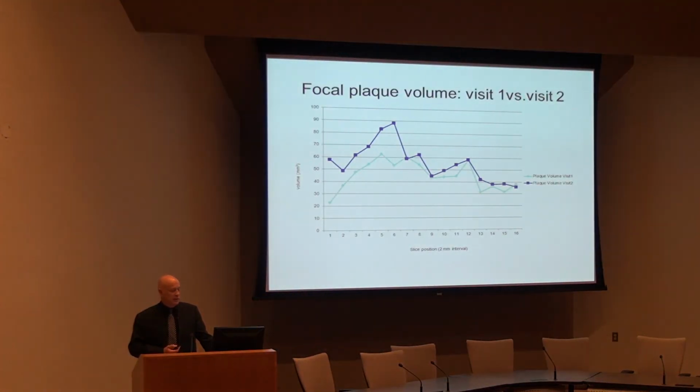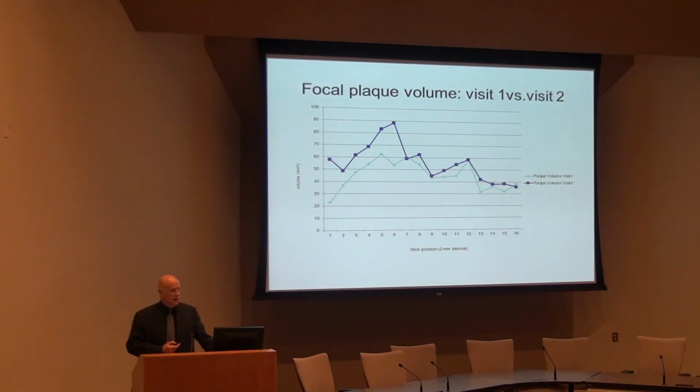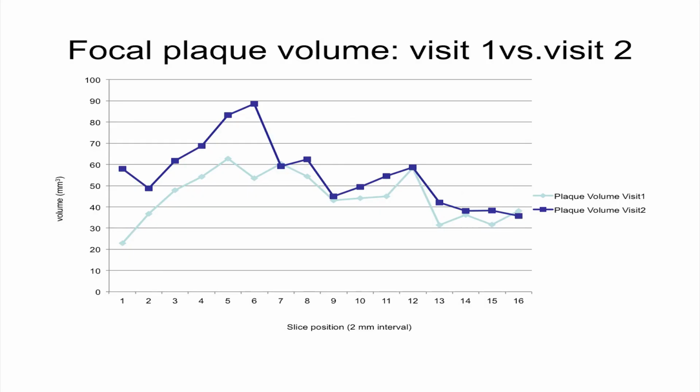From that, we're already starting to post-process that data, and the lighter line at the bottom is the patient's first visit, looking at their plaque volume, slice by slice through their carotid. The dark line above that is their 1 year follow-up, and you can already see in various positions within the carotid, there has been progression of the volume of disease at those sites.